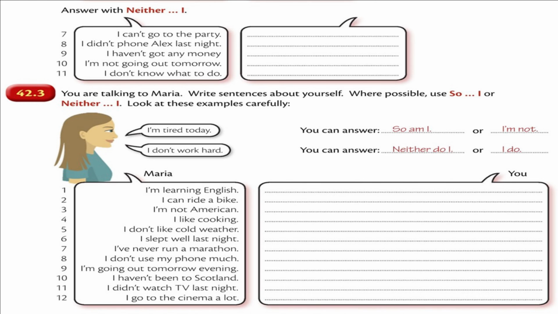Number 10. I haven't been to Scotland. Neither have I. Or I have. Number 11. I didn't watch TV last night. Neither did I. Or I did. Number 12. I go to the cinema a lot. So do I. Or I don't.